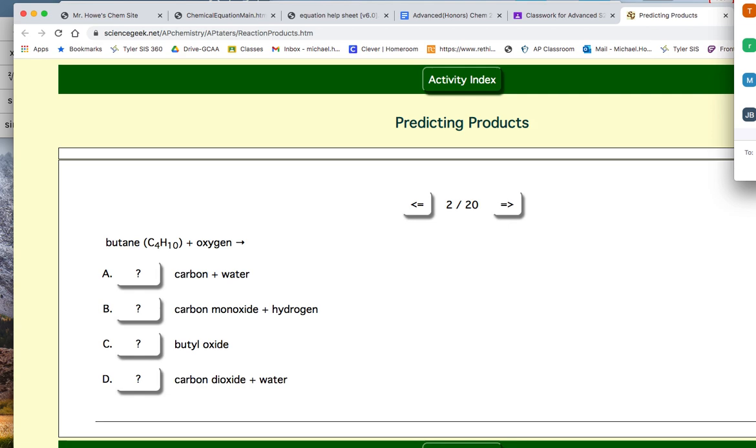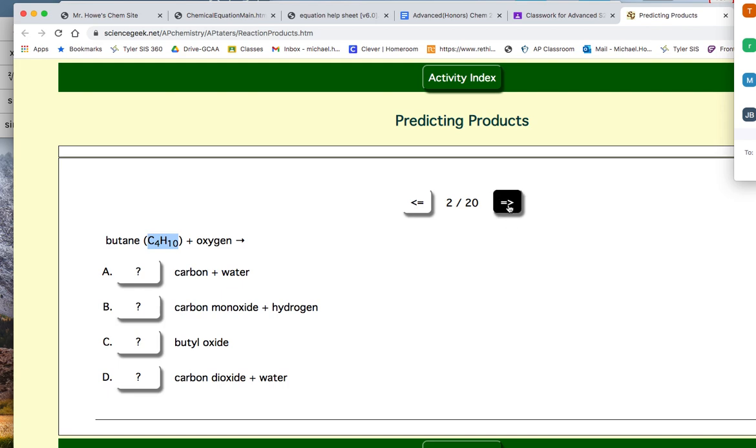Okay, so I see this one, the first one was decomposition. You can write them in the chat now. I've got it up where I can see it. This one is not a synthesis because this is a hydrocarbon. See, that's got a hydrogen and carbon in it. So hydrocarbons plus oxygen are always called combustion, and they're going to make carbon dioxide and water. They always do the same thing. All right, so that one's combustion.